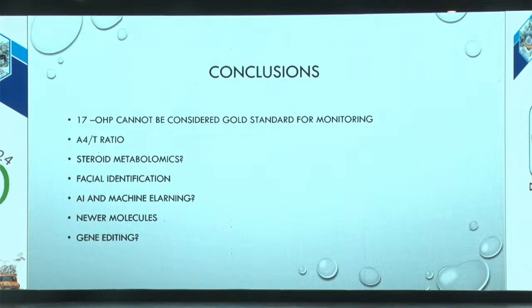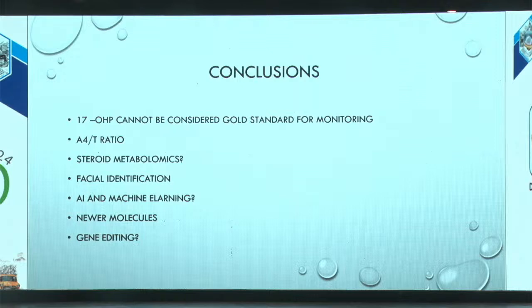To conclude, contrary to our usual understanding, 17-OHP cannot be considered a gold standard for monitoring. We should move on. The most practical one right now is androstenedione to testosterone ratio. Steroid metabolomics are widely used in Europe and in parts of US. And we've had a couple of Indian studies, I think, and it's time we started looking at steroid metabolomics. Facial identification, we got only one paper that had a very strong concept of almost 107 patients. Maybe 4 or 5 years down the line, we could just use our smartphone to diagnose CH, or even misdiagnose, mislabel a lot of people as CH.